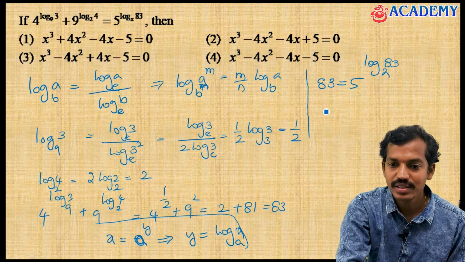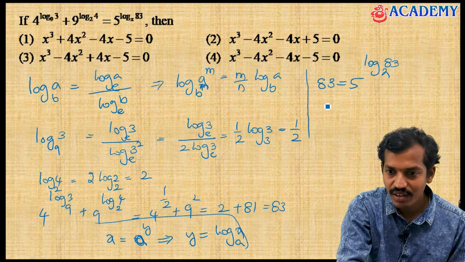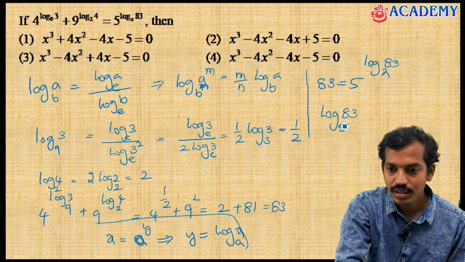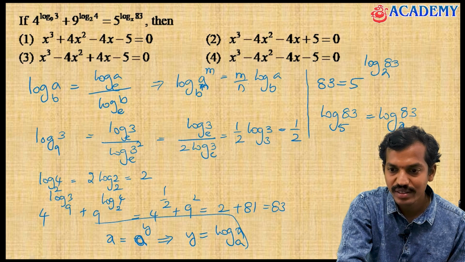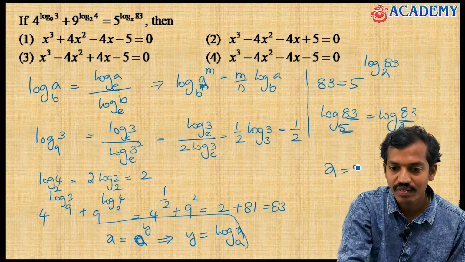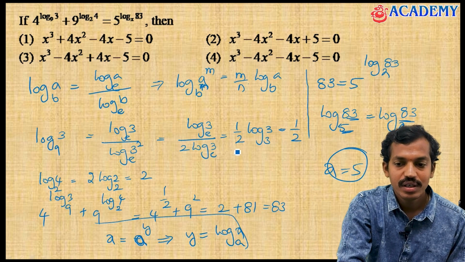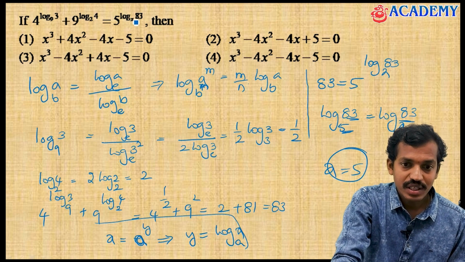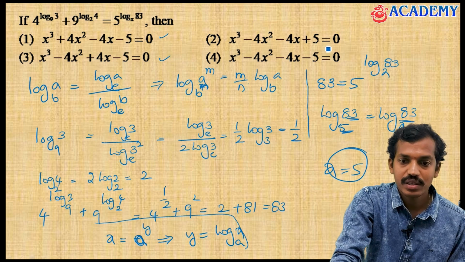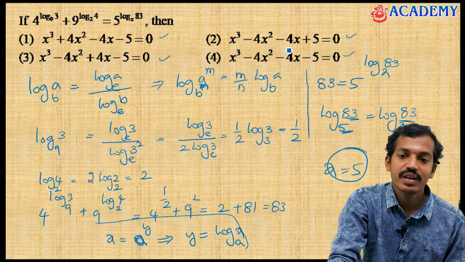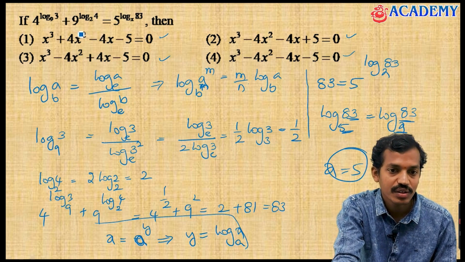With that I am writing here, if I take 5 this side, log 83 base 5 equal to log 83 base x. Here the values are the same, so the bases should also be the same, that is, in place of x we have simply 5. If you substitute in the options, any option where x value 5 gives a value equal to 0, then only that is going to be your answer.